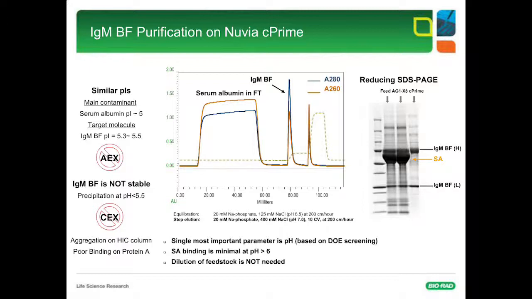And in this case, the binding is not sensitive to the sodium chloride concentration in the feed stream. There is no need for dilution, so we can increase the yield because we are not denaturing the IgM molecule, and also we can reduce the cost for sample manipulation. And the elution of the target IgM molecule can be achieved at 400 millimolar sodium chloride at pH 7. And the gel shows you after the C prime column, we can remove the serum albumin and keep the heavy chain and light chain, which you can see on the gel, with a little other impurities.